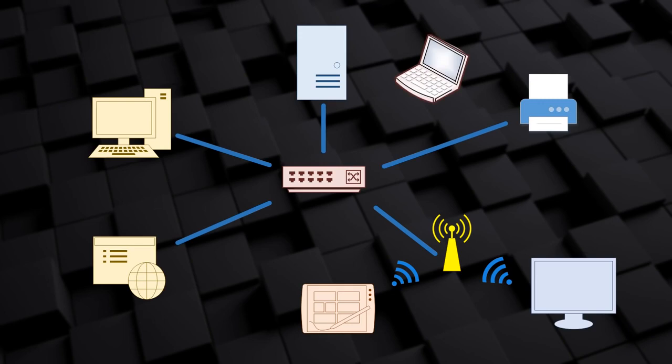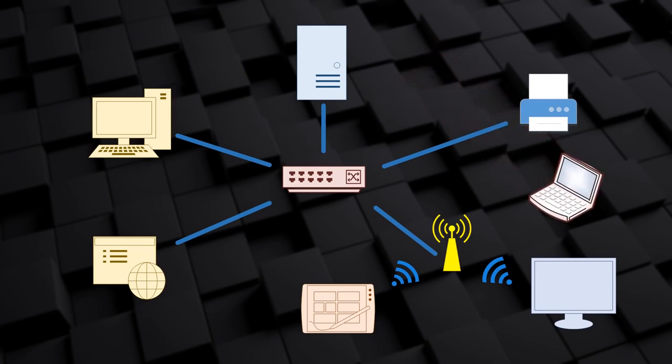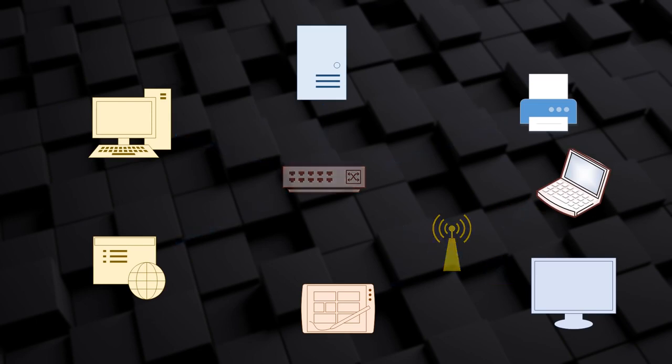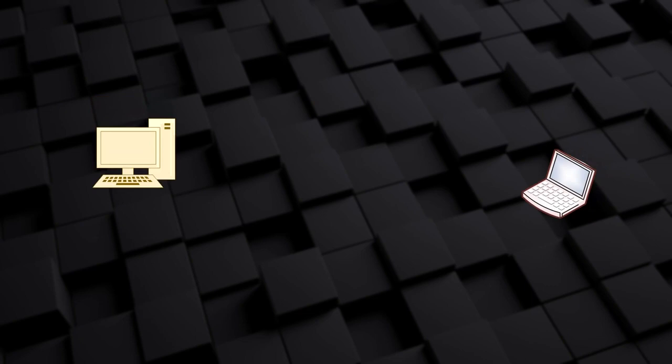Imagine you have a laptop in an office. You may connect it to the network with a cable when you're at your desk. When you have a meeting in the conference room, you remove the cable and connect to Wi-Fi. Whether wired or wireless, the goal of the network is to move information from one device to another.